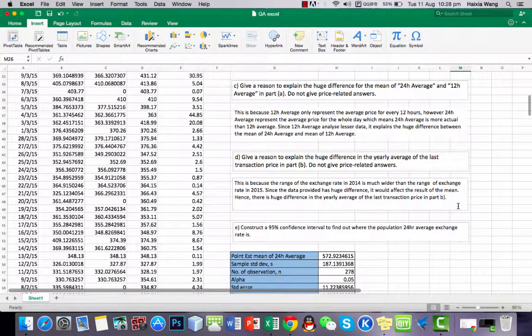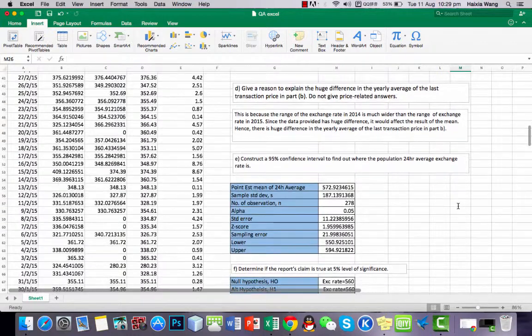Then for part C, this is because the 12-hour average only represents the average price for every 12 hours. However, the 24-hour average represents the average price for the whole day, which means the 24-hour average is more accurate than the 12-hour average. Since the 12-hour average analyzes less data, it explains the huge difference between the mean of the 24-hour average and the mean of the 12-hour average.